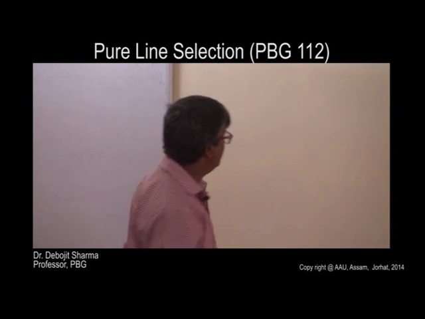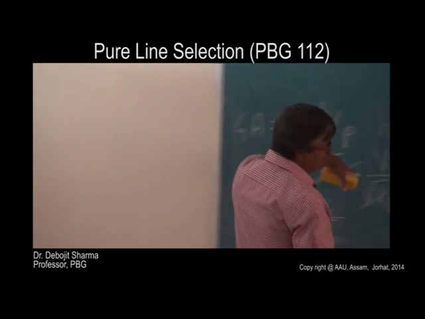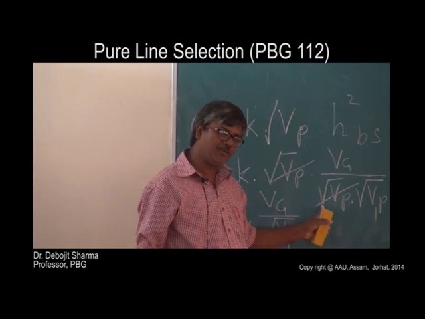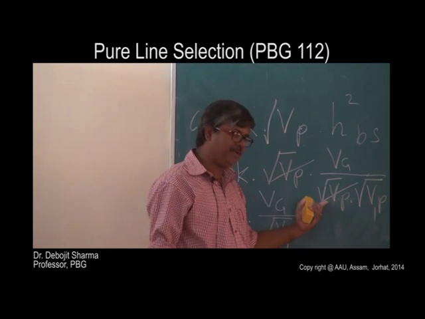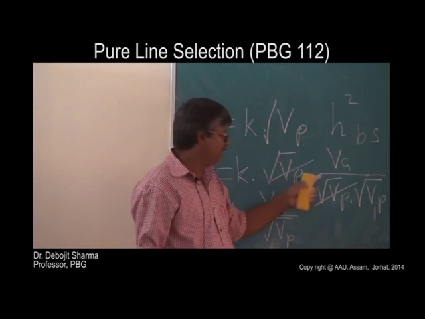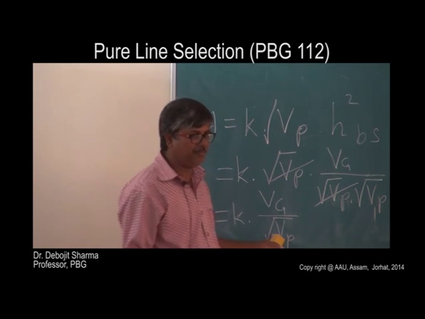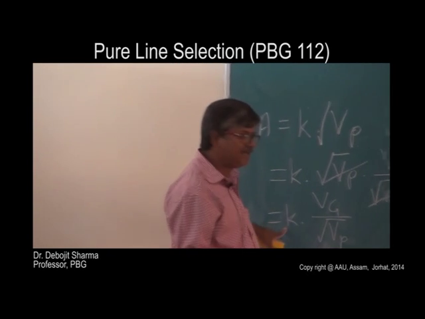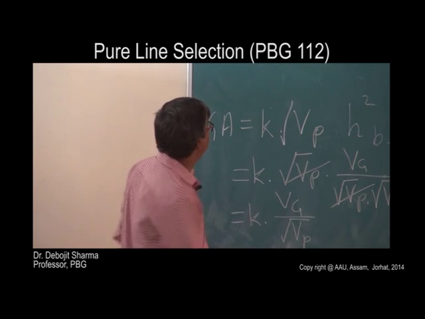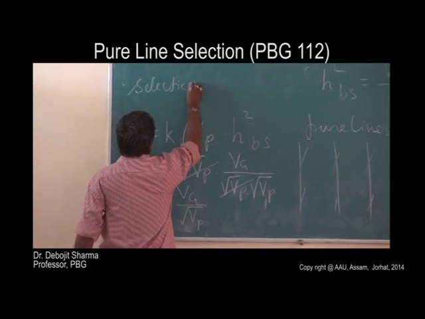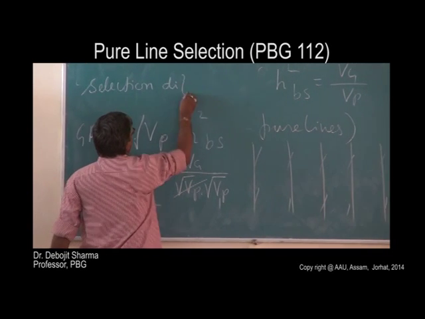We have just the heritability in broad sense, which we have put in terms of VG by VP. So VP, square root of VP, square root of VP will be VP, isn't it? So this is square root of VP. This cancels, so we have VG and square root of VP. So this K is the selection differential.